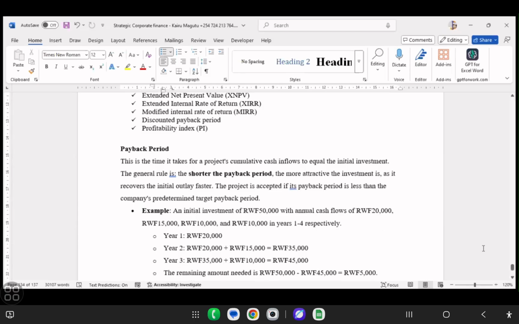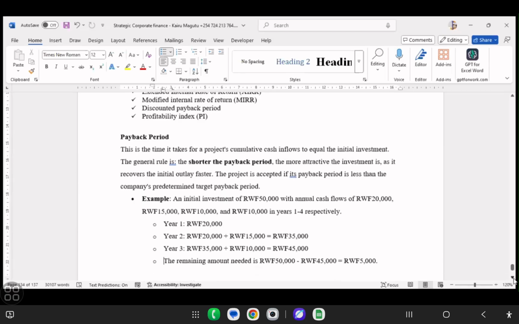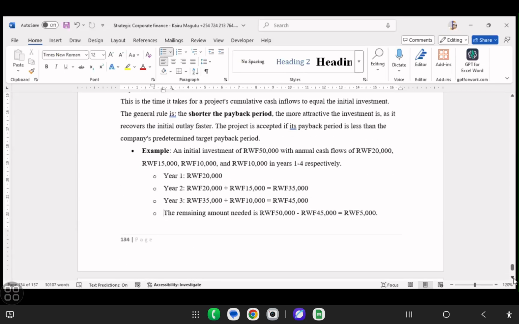It is the period of time that, from the project undertaken, how long it will take to recover the initial investment. I want us to have an example. An initial investment of Rwandan francs 50,000 with annual cash flows of 20,000, Rwandan francs 15,000, Rwandan francs 10,000, and Rwandan francs 10,000 in years 1 to 4 respectively.